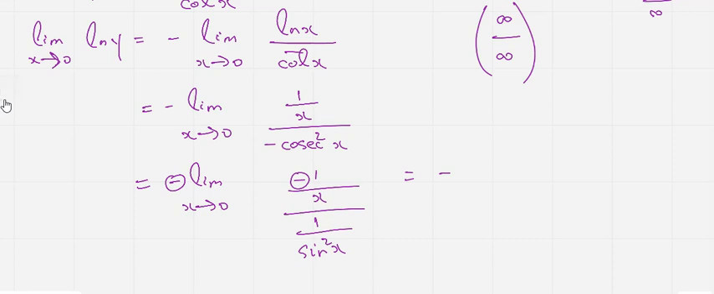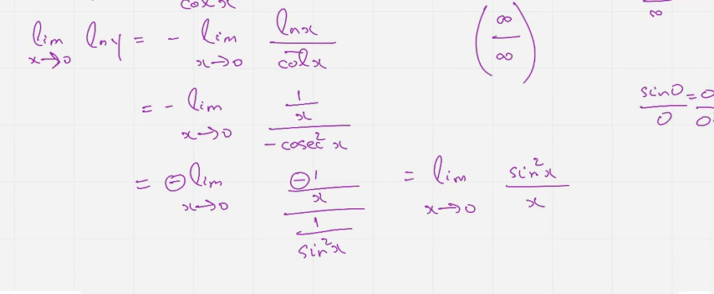So I'm now having limit x is tending to 0, I'm having sine square x upon x. Okay, so now what to do? Once when I apply the limit, now sine of 0 is 0 and x is 0. So I'm getting 0 upon 0 now. Okay, so this format is still indeterminate. I need to differentiate these numerator and denominator once again.